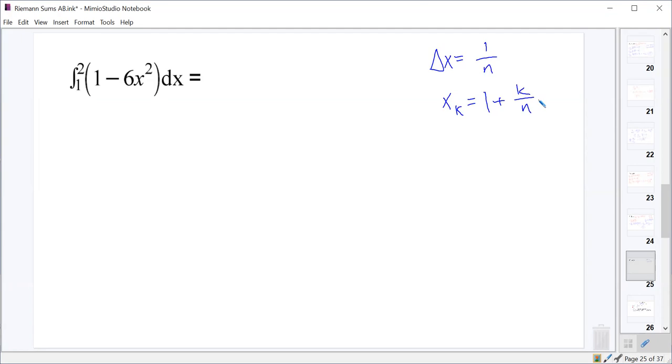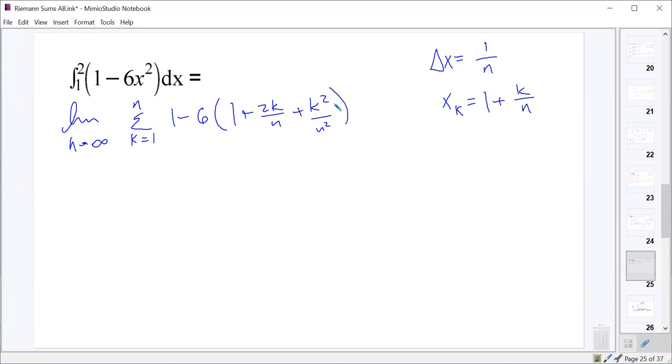So we end up with a limit as n approaches infinity of a sum from k equals 1 to n of 1 minus 6 times x sub k. In fact, we're gonna square this, 1 plus k over n. So I'm just gonna do that now: 1 plus 2k over n plus k squared over n squared, times our delta x. Everybody good with that?